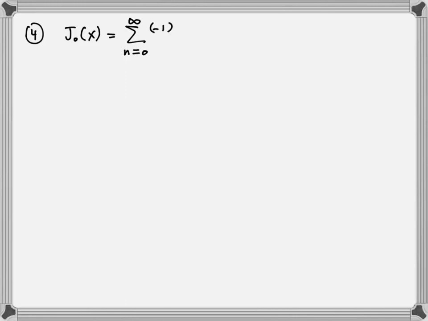Negative 1 to the n, x to the 2n, over 2 to the 2n, n factorial squared. Okay. This is a famous function. This is actually called the Bessel function of order 0.